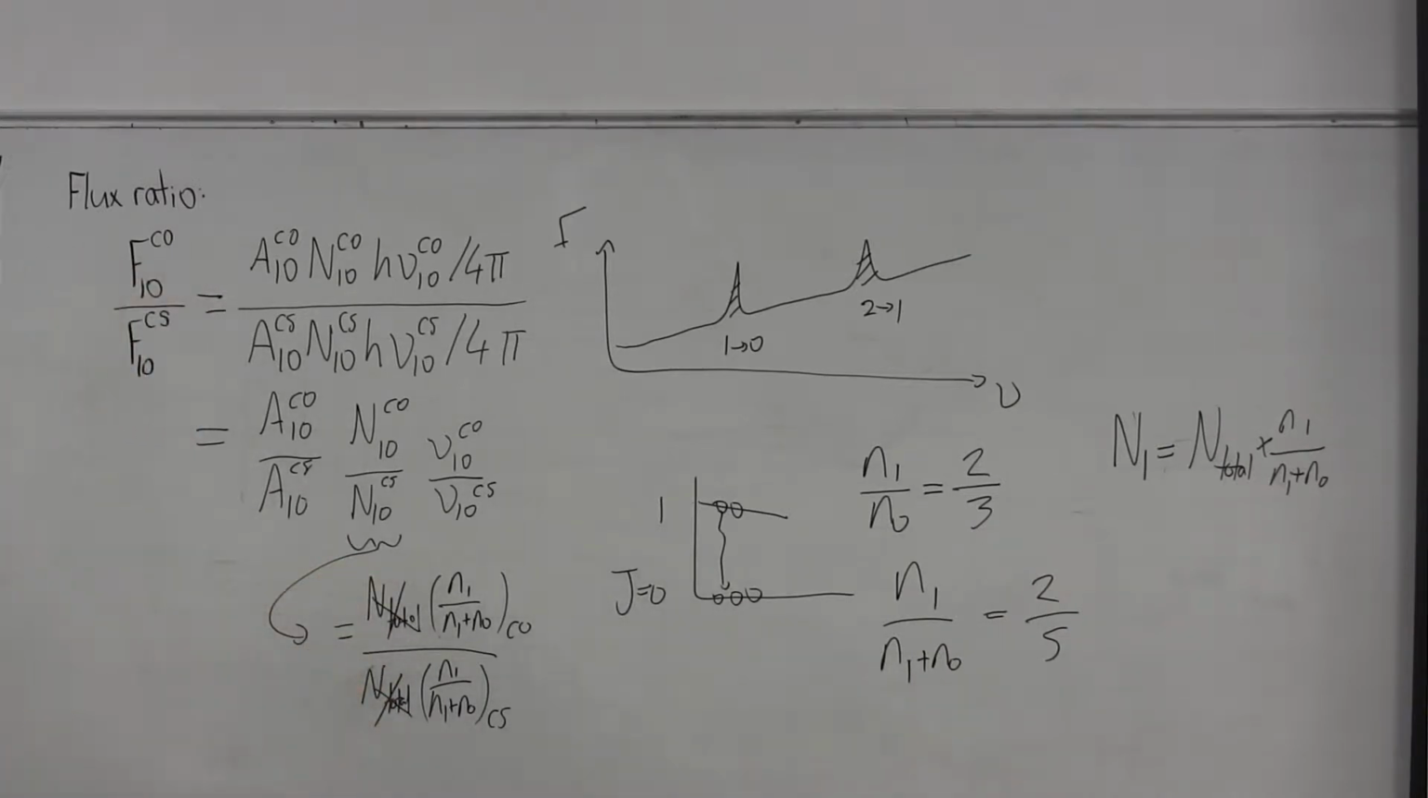Because we're just looking at ratios, the conceptual idea is you just need to know how many excited molecules of CO and CS there are in this volume, and then modify that a bit because the CO and the CS have slightly different Einstein A coefficients and slightly different frequencies. That's the concept.